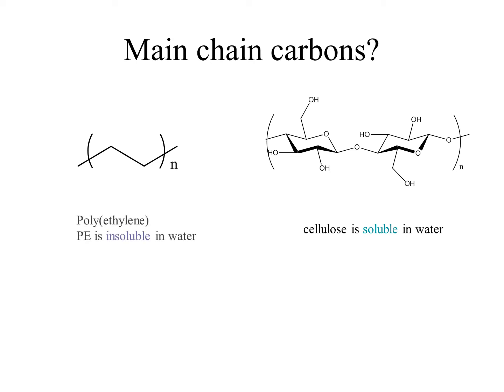On the other hand, something like polyethylene, which is all carbons and doesn't have any functional groups, is insoluble in water. However, just because the backbone is entirely composed of carbons doesn't necessarily mean that the polymer in question will not dissolve in water. Let's take a look at a few more examples to see why.